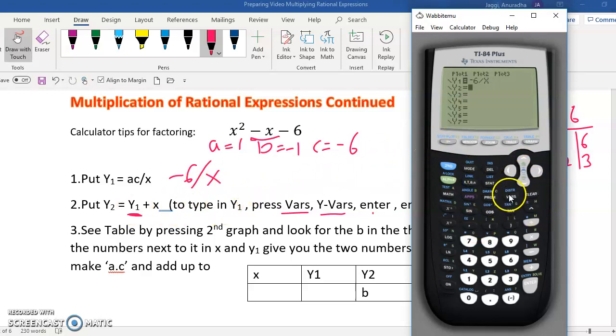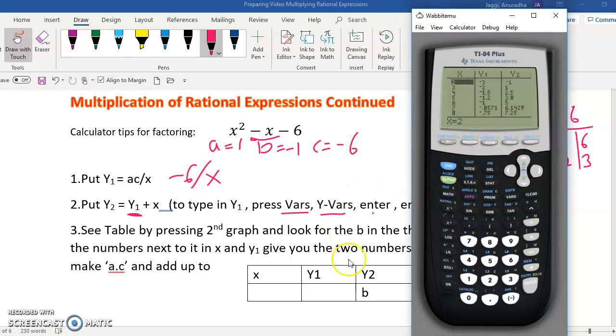How do you get your y1? You go to vars, you go to y vars, and then press enter, and you'll have your y1 there automatically. So now plus x, right? Then you go to the table. How do you go to the table? Second graph, you'll go to second graph and you will see the table.